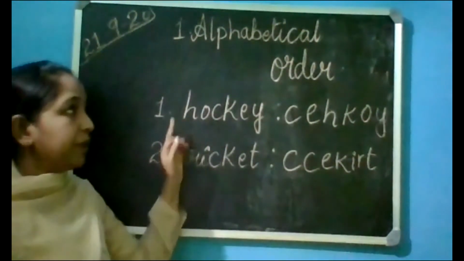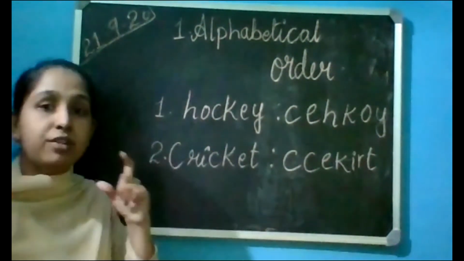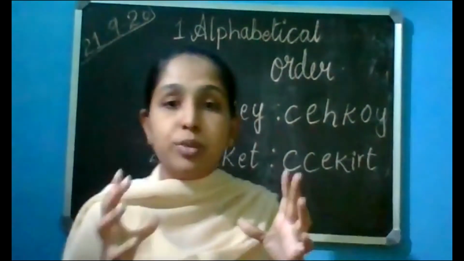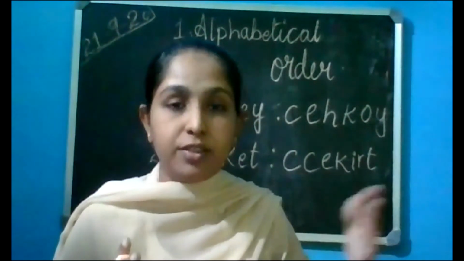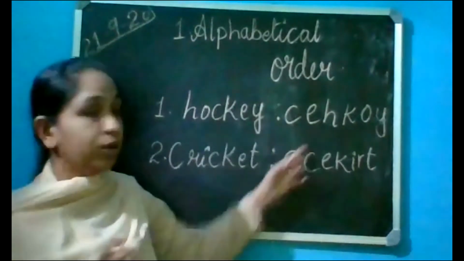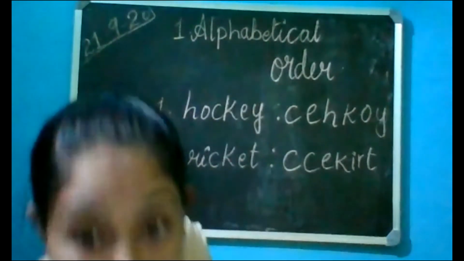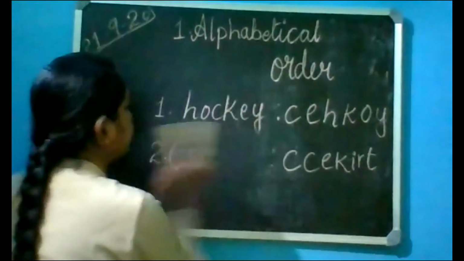I repeat again, what is alphabetical order when we are writing ABCD? Which letter comes first, then which letter, then which letter. The same way we are going to write it. Shall we have one more simple example here?